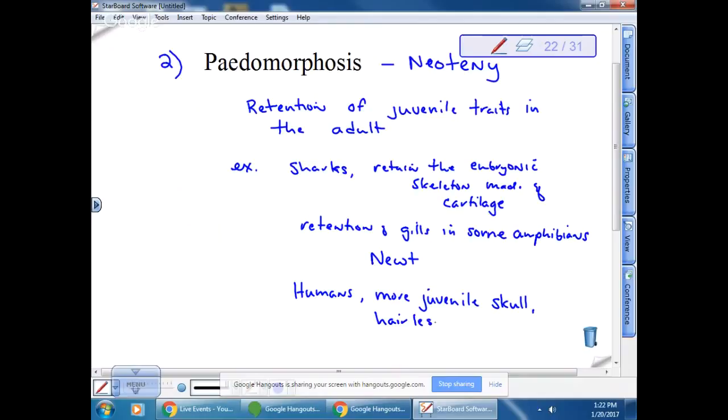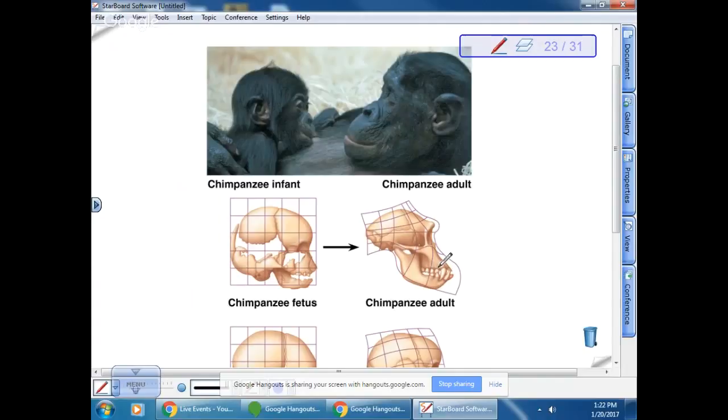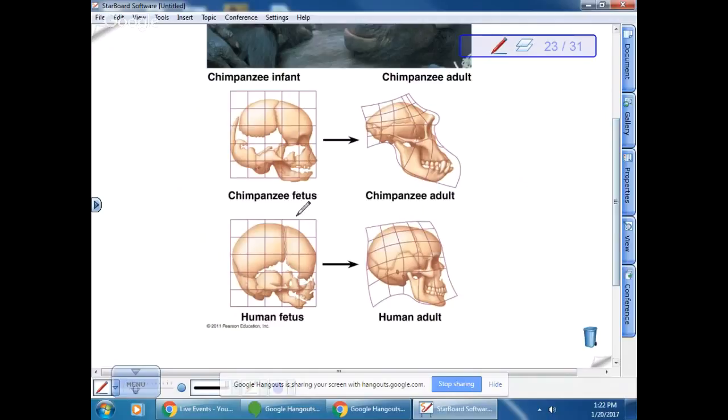If we look at an image of that, this isn't in your book, but this is kind of interesting. Look at the chimpanzee versus the adult skull. You notice that the jaw becomes much bigger than the cranium. But look at this. This looks very similar to our early skull. Look at these two, they look so similar. But then notice how our skull doesn't change all that much compared to the chimpanzee skull. So we have retained some juvenile characteristics here, and that could be an explanation for a major evolutionary event.